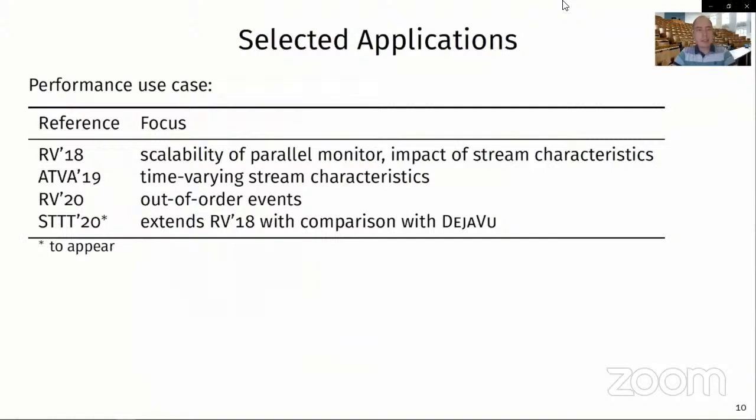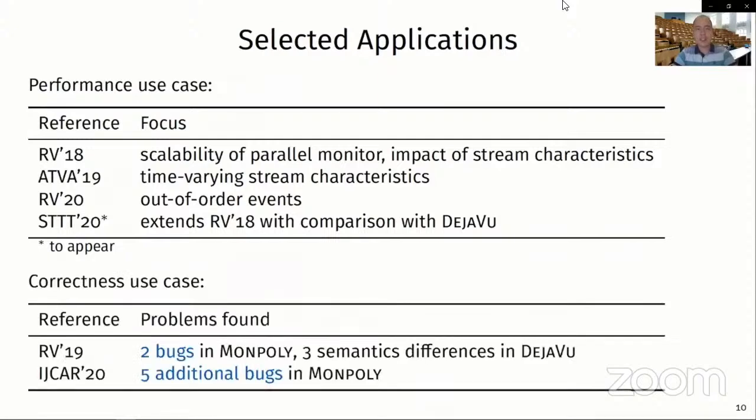Now let me summarize our benchmark's previous usage. It assessed scalability of a parallel online monitor. It also showed the impact of stream characteristics, time-varying stream characteristics, and out-of-order events on the monitoring performance. It also assessed correctness of first-order monitors, specifically MonPoly and DejaVu, and successfully found bugs and semantical differences in these tools.